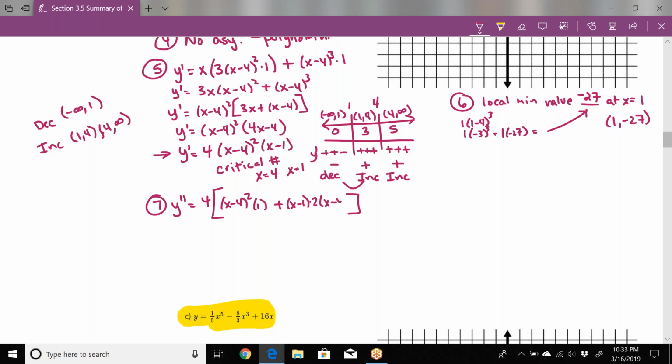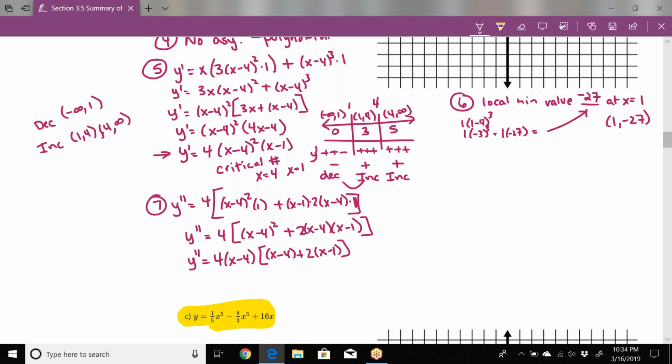So 2 times x minus 4 to the first times the derivative of the inside, which is a 1. So this y double prime is 4 bracket x minus 4 squared plus 2 times x minus 4 times x minus 1. Notice I'm not going to distribute those out because they share an x minus 4 in common. So we can pull that x minus 4 outside of the bracket. That would leave me with an x minus 4 plus a 2 times an x minus 1. So we have 4 parentheses x minus 4. Then in the bracket, this is going to be a 2x minus 2 if you go ahead and distribute that.